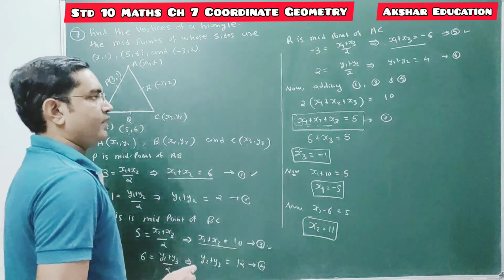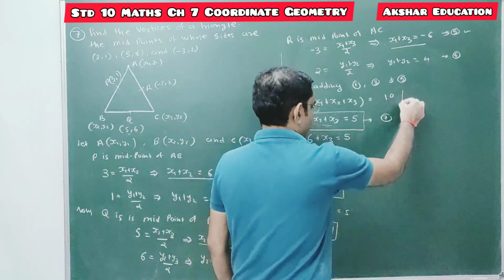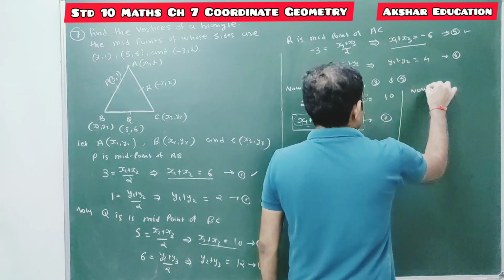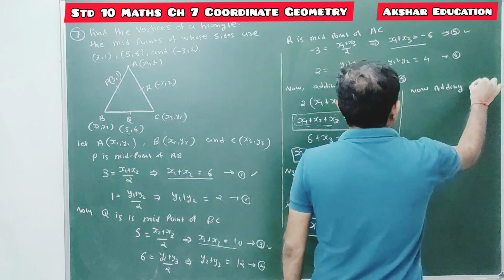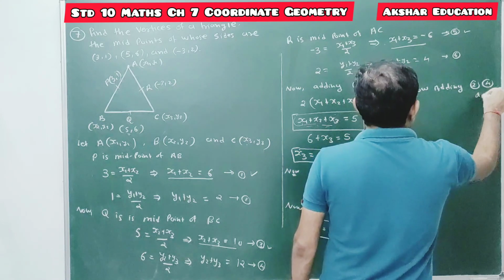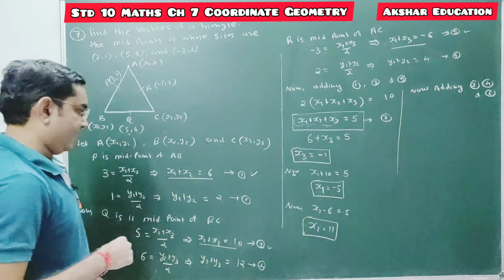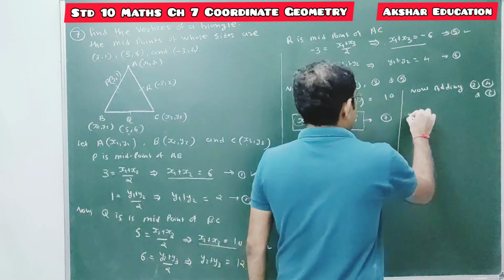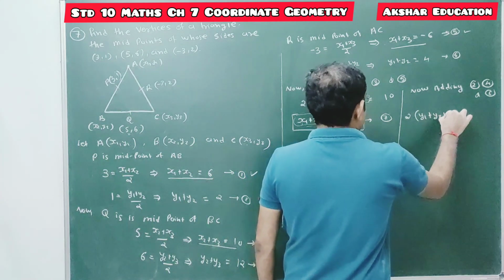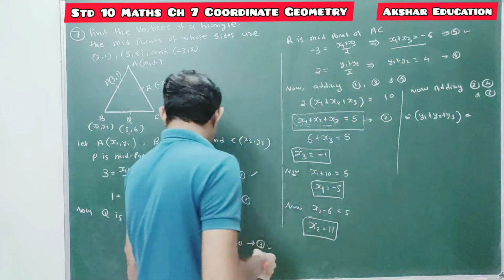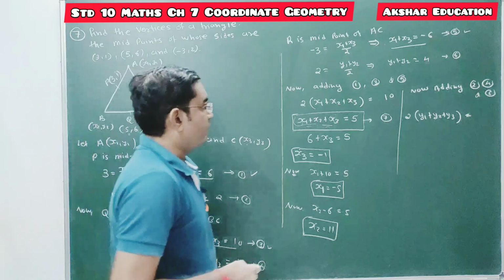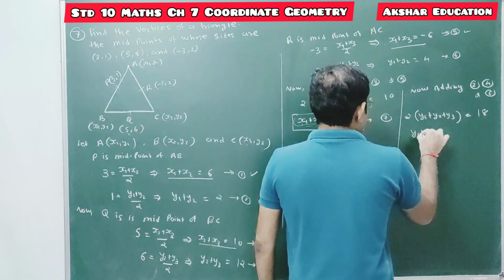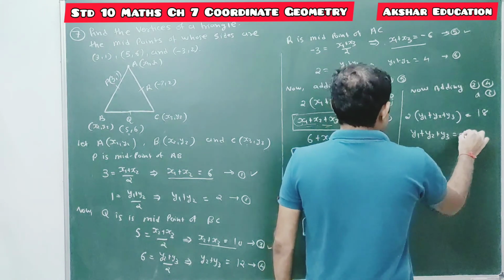Similarly, we have to find the values of y1, y2 and y3, and for that we have to add equation number 2, 4 and 6. So now adding equation number 2, 4 and 6 in terms of y. y1 plus y2, y2 plus y3, y3 plus y1. So we are getting 2 times y1 plus y2 plus y3 equal to, क्या होगा, 2 plus 12 is 14, 14 plus 4 is 18, and therefore we are getting y1 plus y2 plus y3 equal to 9.